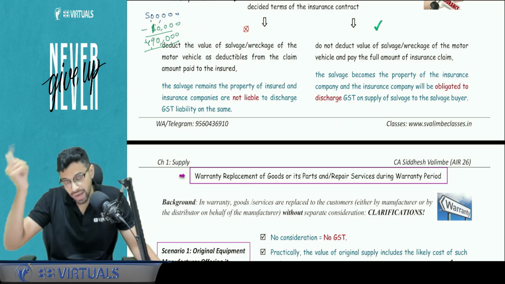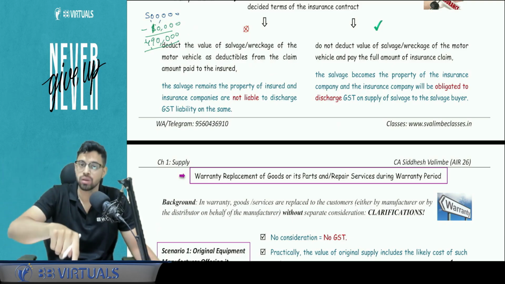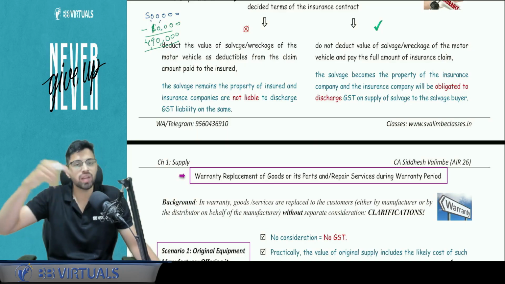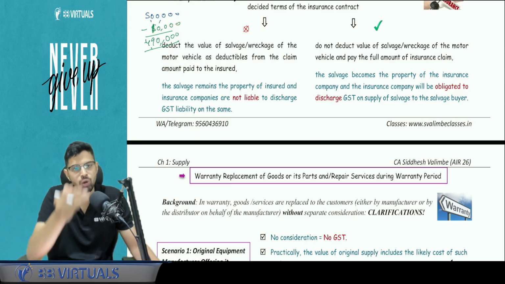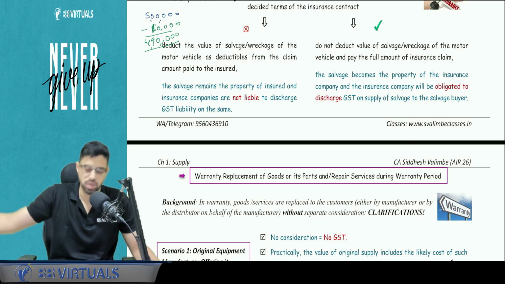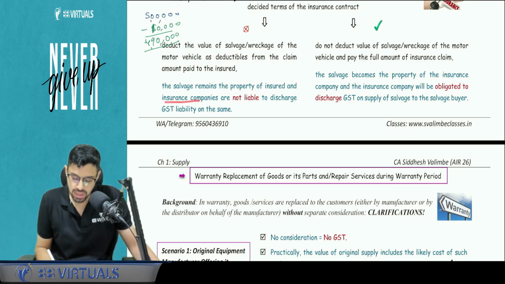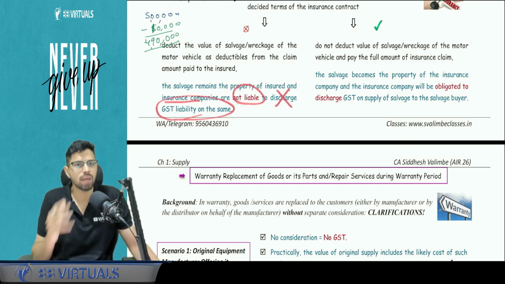Had the general insurance company been in the mood to buy it from me, if the intention would have been to buy it from me, it wouldn't have deducted. It would have paid me the full value. Then I would have transferred the salvage to the insurance company. So in this case, the insurance company is not liable to discharge any GST liability because it is not buying it from you.